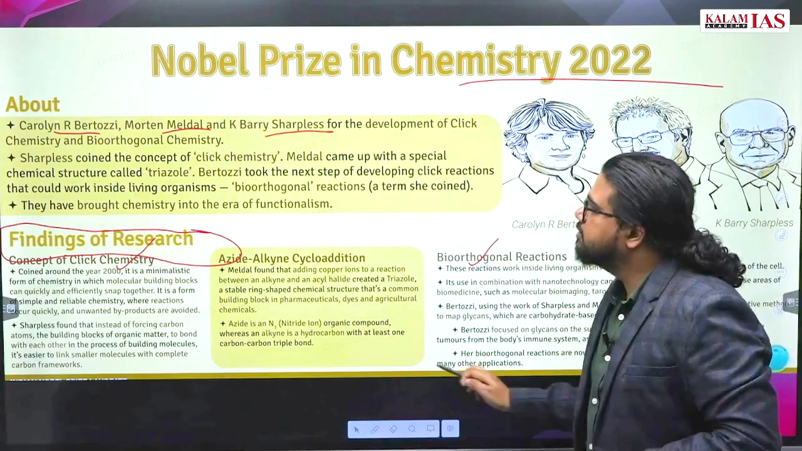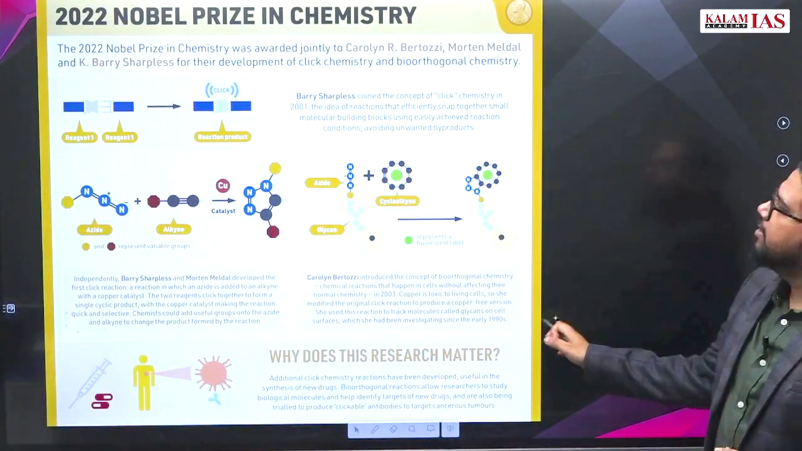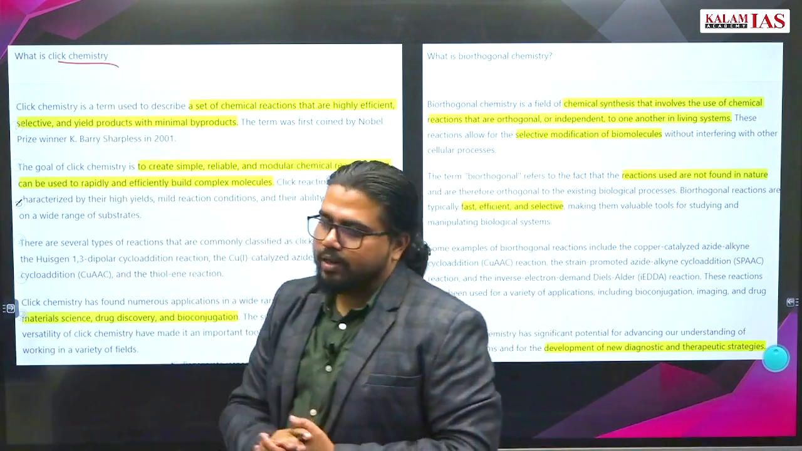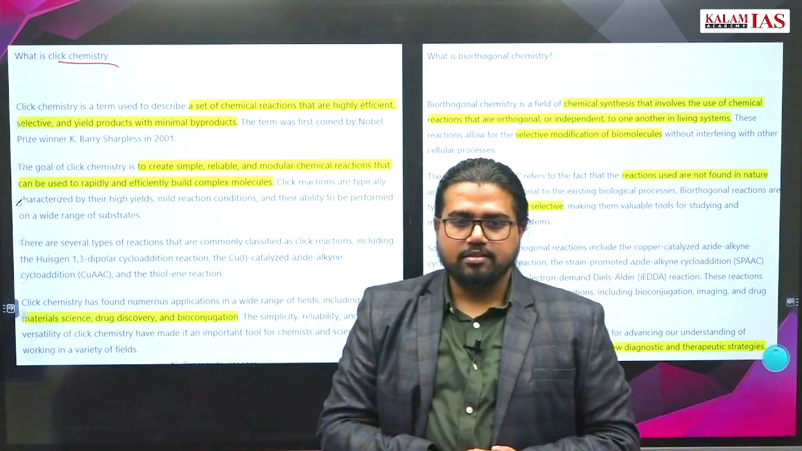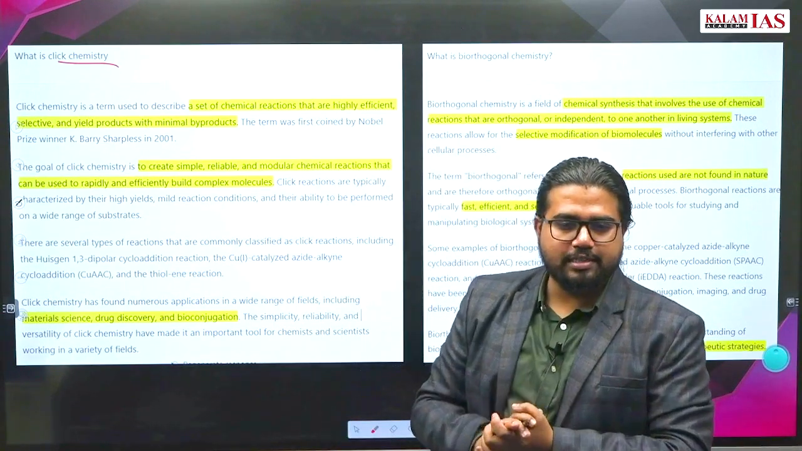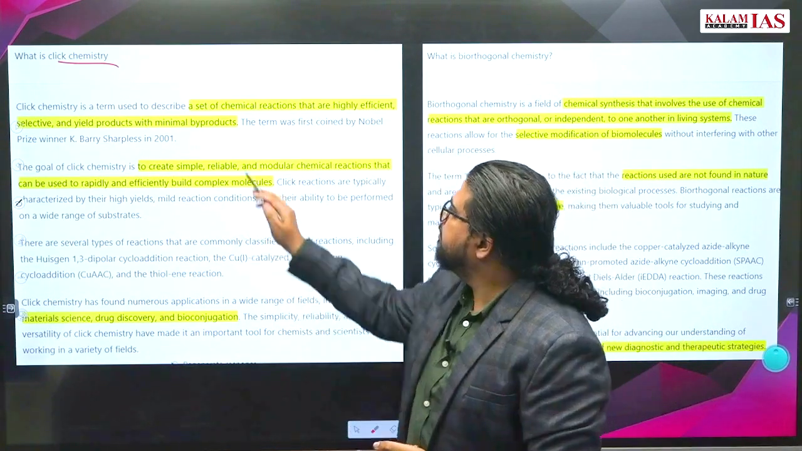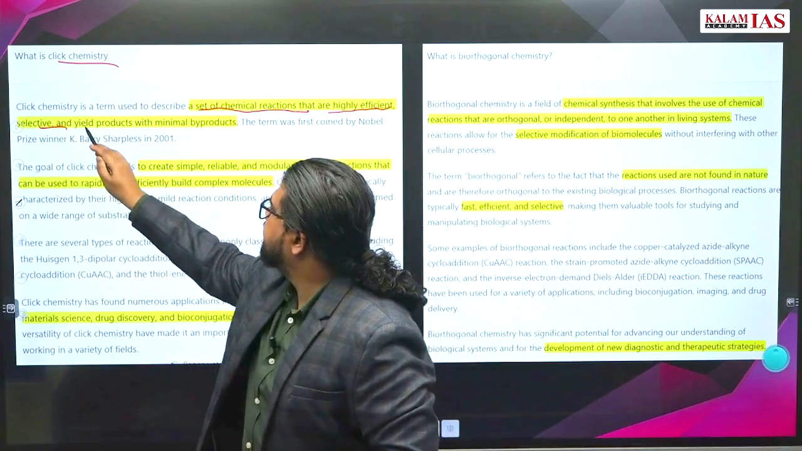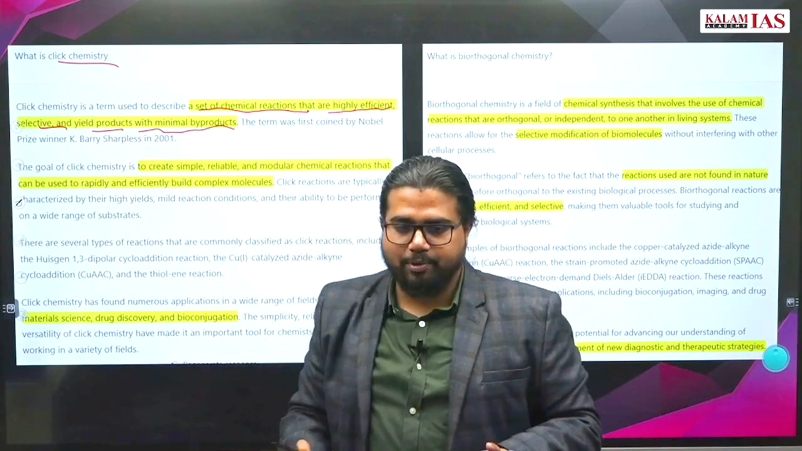Go ahead. This is also a similar file. What exactly is click chemistry? Anyone heard of this or remember what you have read in newspapers? Click chemistry is a set of chemical reactions that are highly efficient, selective and yield products with minimum byproducts.